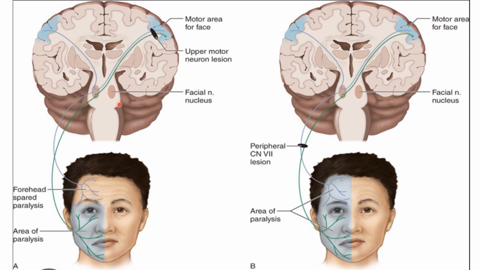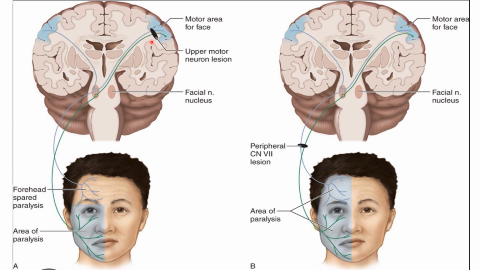The ventral part innervates the upper part of the face, and the dorsal part innervates the lower part of the face. Now pay attention. The ventral part receives cortical input from both the ipsilateral and the contralateral side. However, the dorsal part receives cortical input from only the contralateral side.